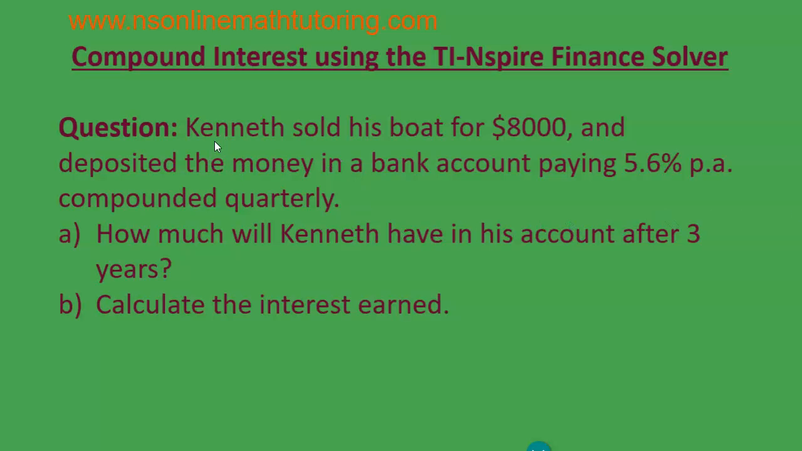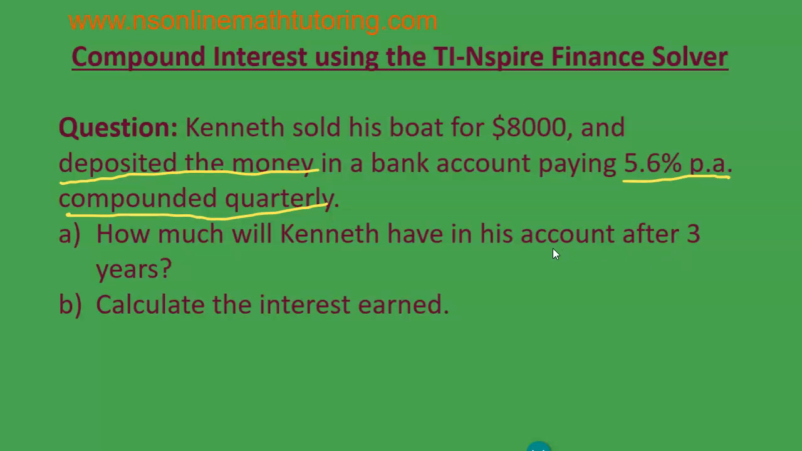The first question of this session is, Kenneth sold his boat for $8,000 and deposited the money in a bank account paying 5.6% per annum interest compounded quarterly. Okay. First subpart asks us, how much will Kenneth have in his account after 3 years? That is the amount after 3 years.